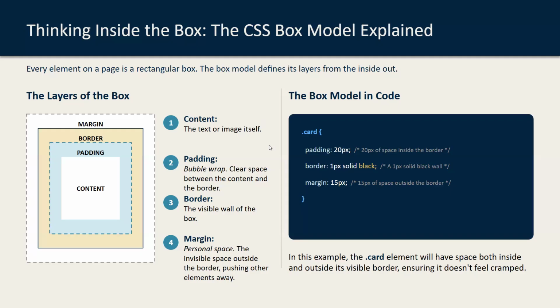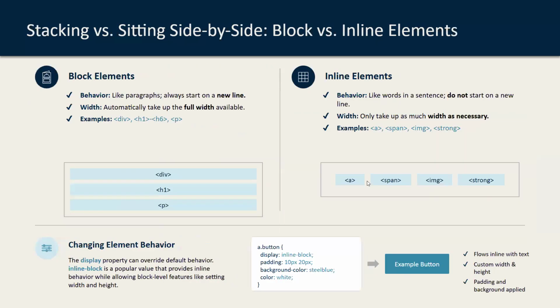One important thing to remember is that by default, padding and border add to an element's total width. So sizing can be a little surprising at first, and so using this property called box sizing, and setting it to border box helps make that more predictable.